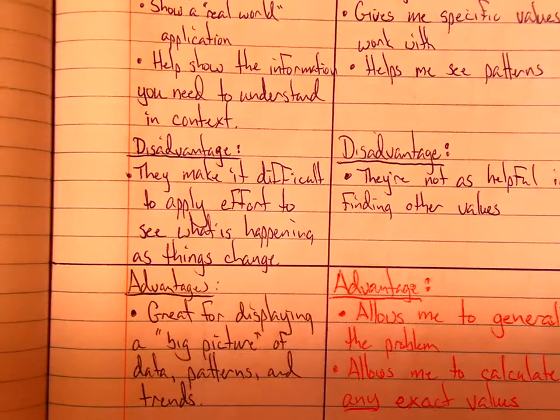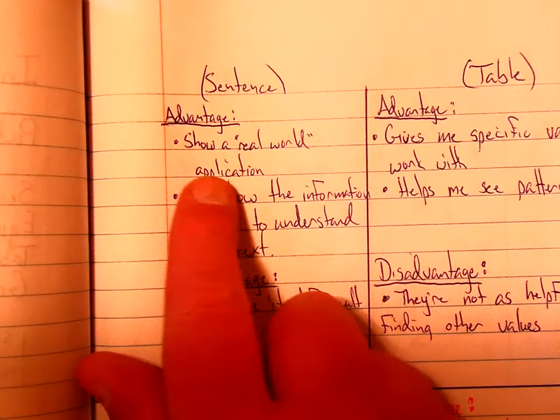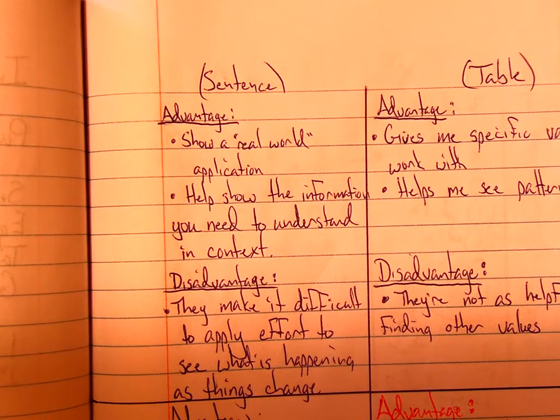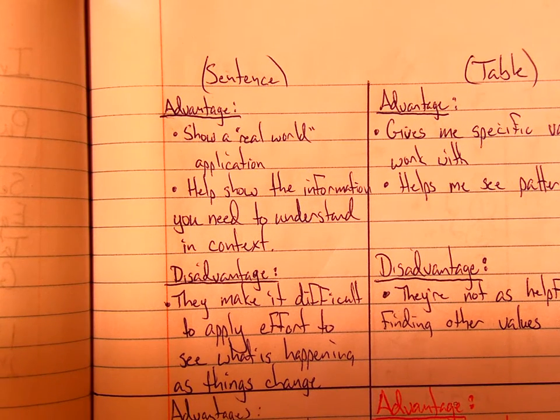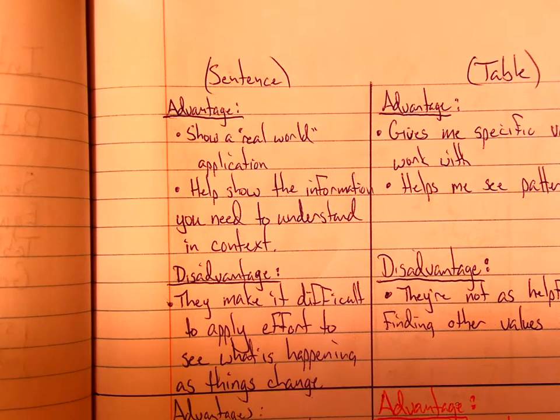It asks for a sentence. Again, an advantage of sentences: the sentences are word problems. They show real-world application. They help show information you need to understand in context of the problem. Again, climbers, height, feet, before you arrive, after you arrive. They put context and meaning. Disadvantage, they make it difficult to see what's happening as things change. One of the hardest parts of math is taking a word problem, a sentence, and turning it into a workable table, equation, or graph that you can use and apply to other things.